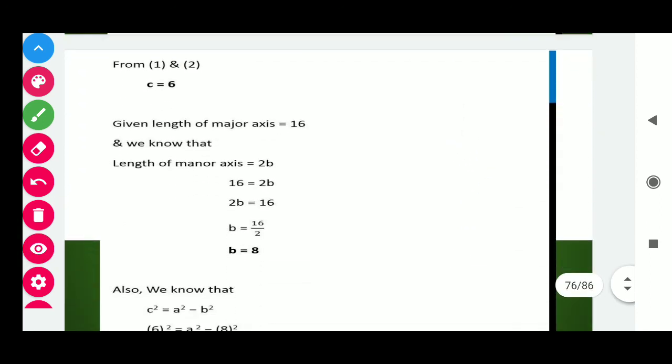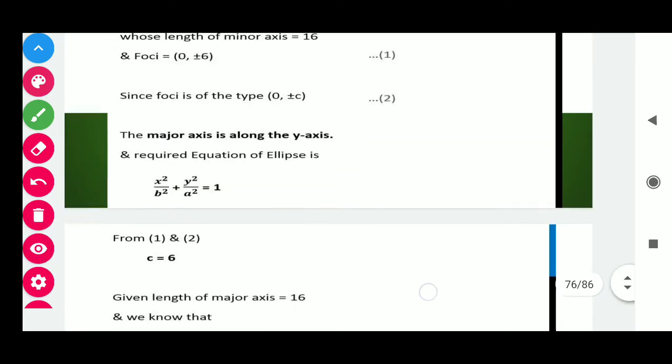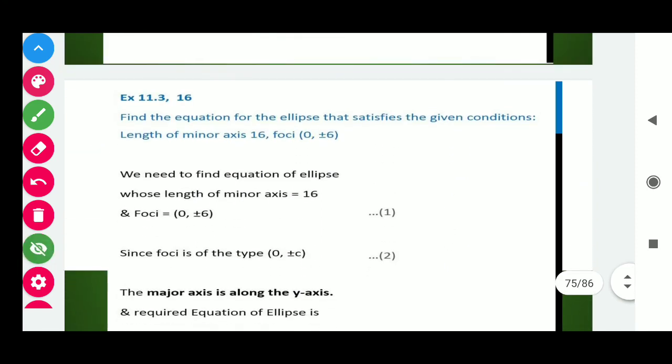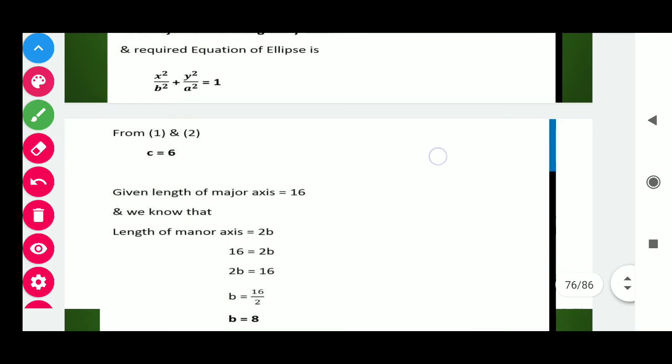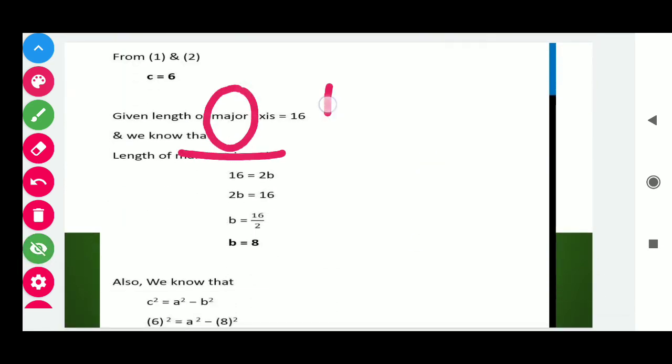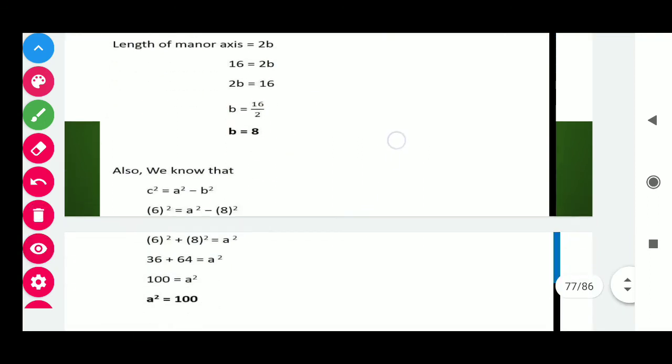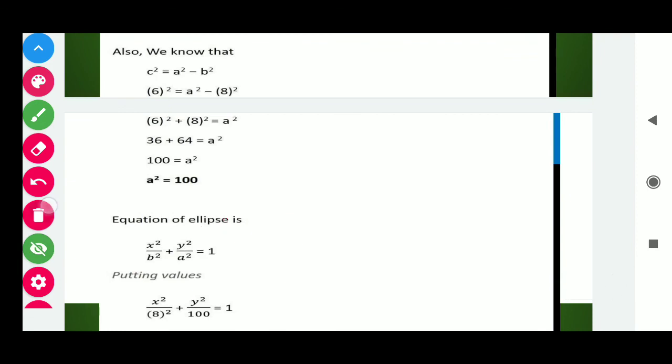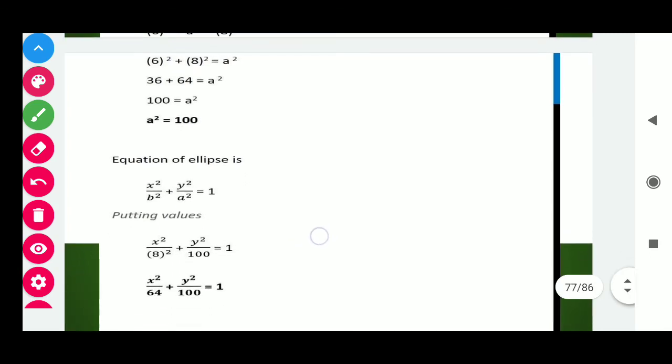Now on comparing, we get c equals 6, and the length of the minor axis is 16, and we know that the length of the minor axis is 2b. So here we get b equals 8. Students, notice one thing: what is given? The length of the minor axis is given, so here we must have minor. The length of the minor axis is 16, so b equals 8. We know that c² equals a² minus b². By using the values of c and b, we get a² equals 100. So in this way, our required result is x² over 64 plus y² over 100 equals 1.